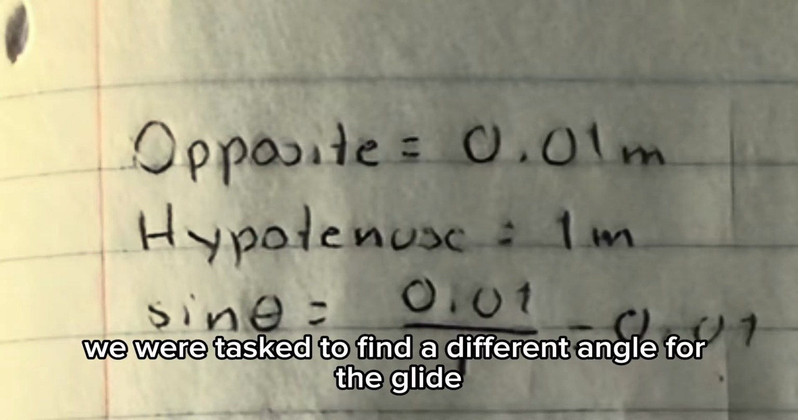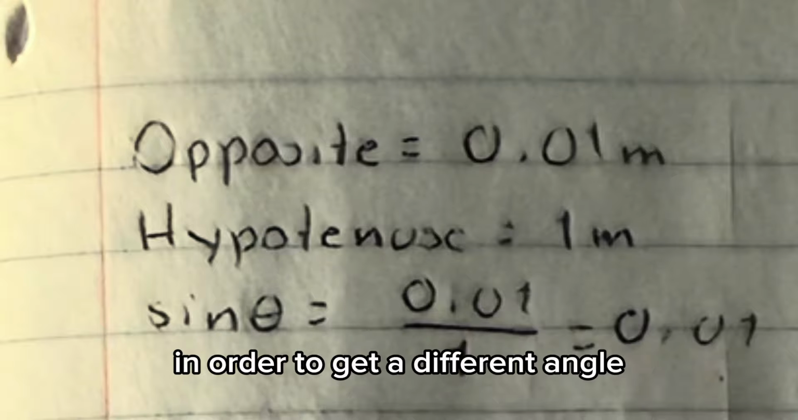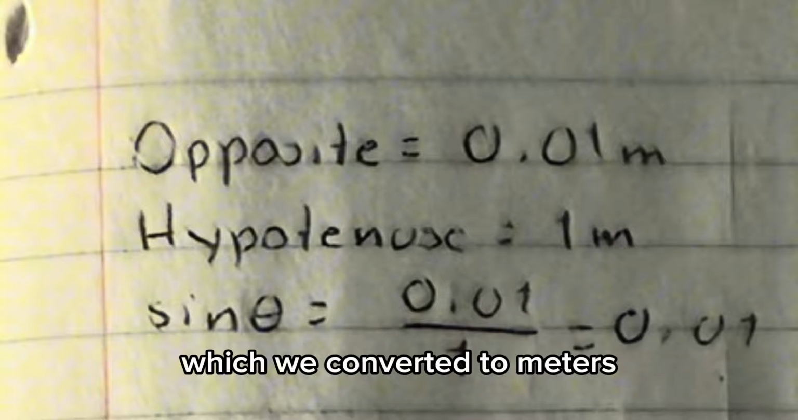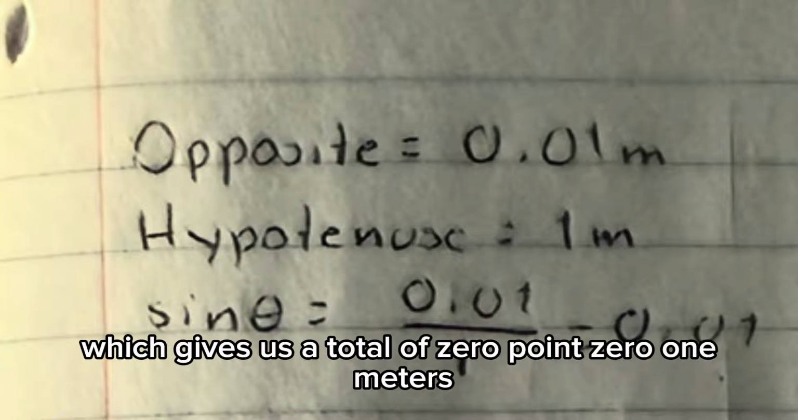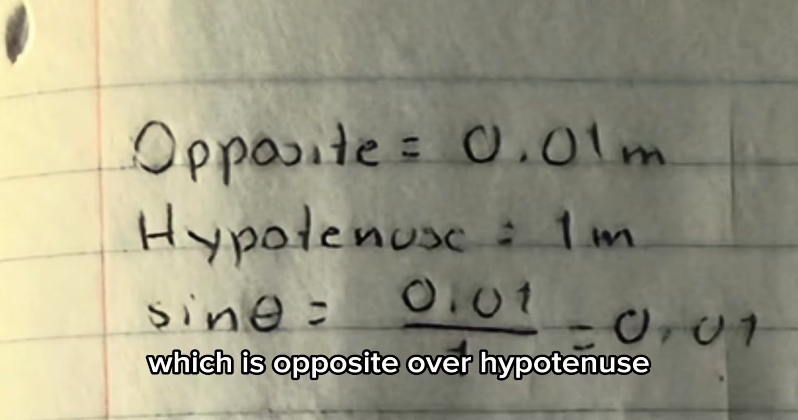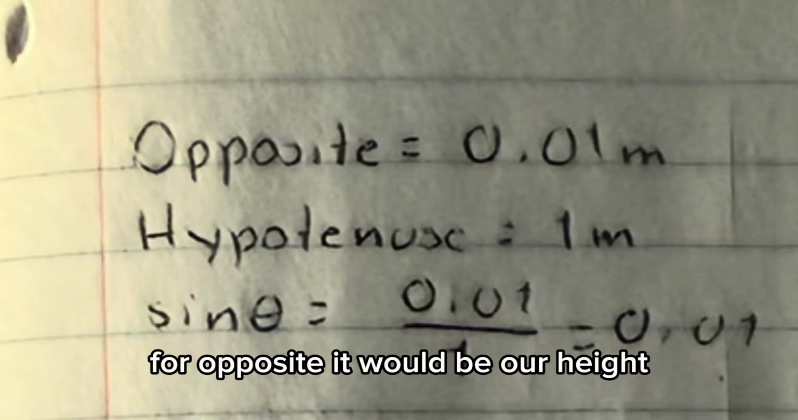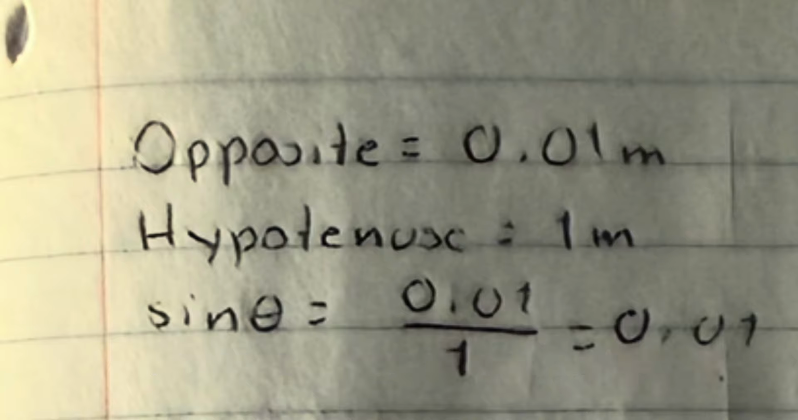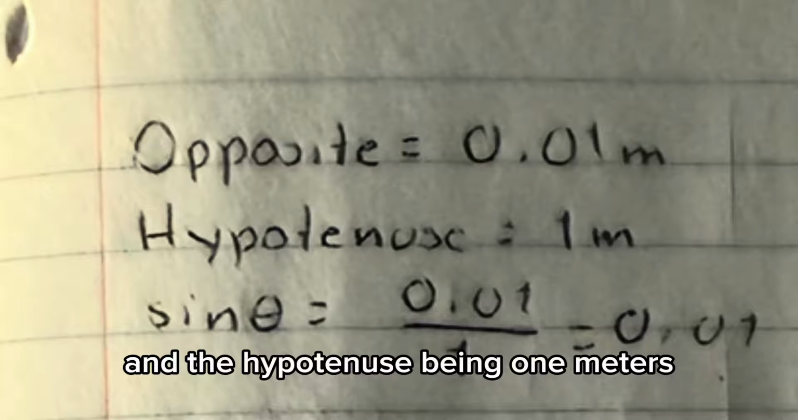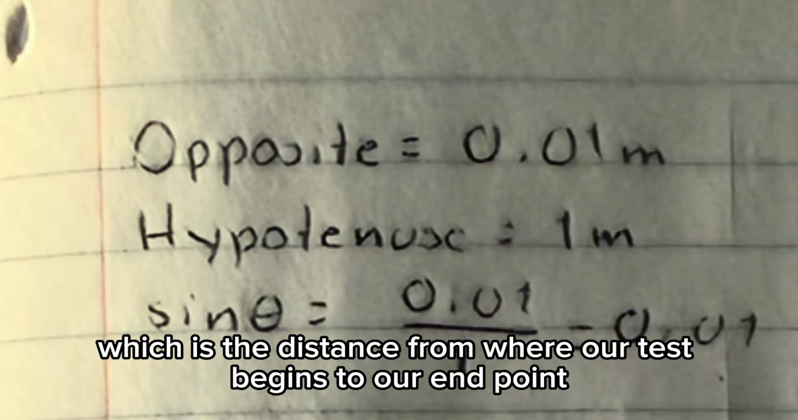For the first part, we were tasked to find a different angle for the glide. In order to get a different angle, we added 1 centimeter worth of blocks under the front, which we converted to meters, which gave us a total of 0.01 meters. Using those numbers, we plug it into the law of sine, which is opposite over hypotenuse. For our opposite, it would be our height, which we had 0.01 meters, and the hypotenuse being 1 meter, which is the distance from where our test begins to our end point.